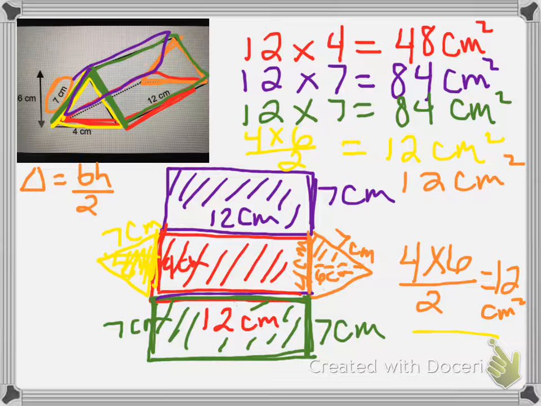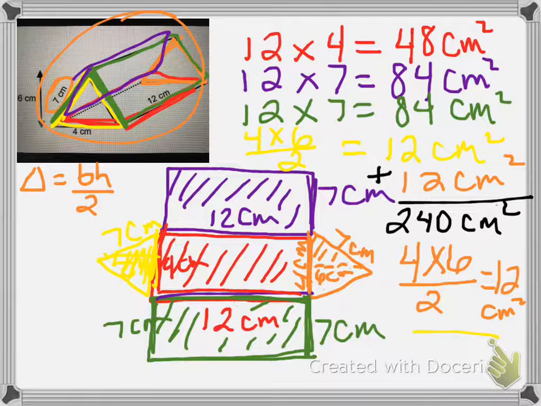So now to be able to figure out the entire surface area of our original triangular prism, all we have to do is add these numbers up. I'm going to get my calculator out so I make sure I'm doing it right. 48 plus 84 plus 84 plus 12 plus 12 gives us 240 square centimeters, and that is the surface area of our triangular prism.